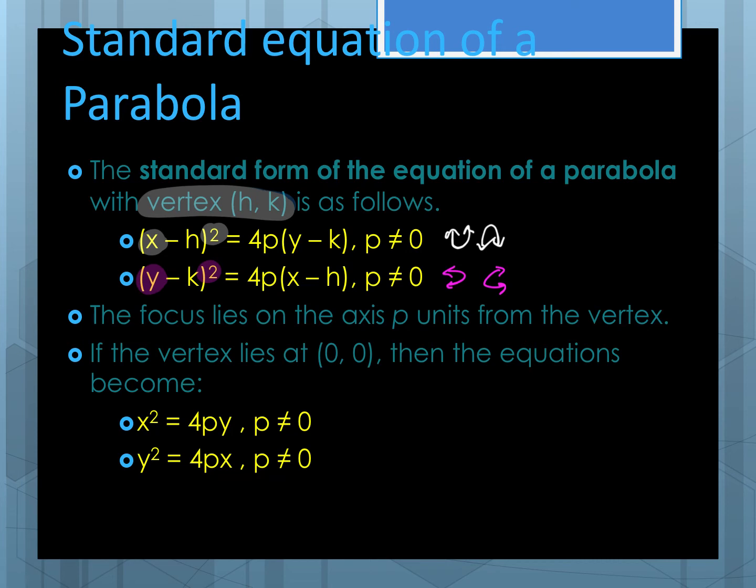If the vertex lies at 0, 0, then we simply don't have an h and a k because they would be 0. So this is x squared equals 4py or y squared equals 4px. Again, a positive x squared means I point it up. Negative x squared means I point it down. Positive y squared goes to the right. Negative y squared goes to the left. And the positive or negative will actually be on the 4p, not on the x itself. So that's a little bit different from the first time that we did it. So again, if you're keeping a reference sheet, add the parabolas on, okay?